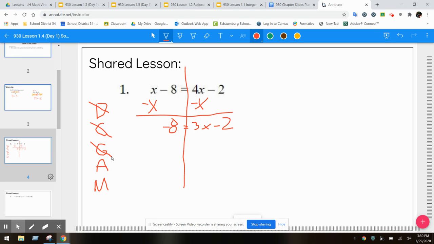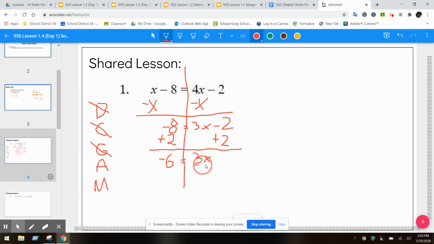Now I'm going to add or subtract my constant. So I'm going to add the 2. I don't want to touch the 8 because the 8 is on the side without the variable. And I don't want to bring things from that side over to my variable side. I want to get my variable by itself. That's algebra. Isolate variables. So I add 2 to both sides and I get -6 equals 3x.